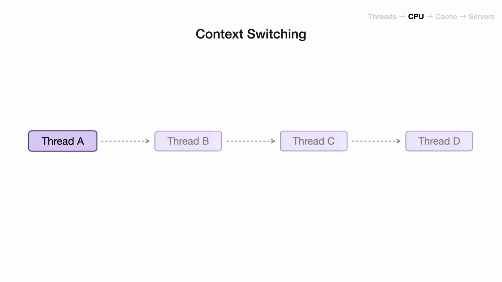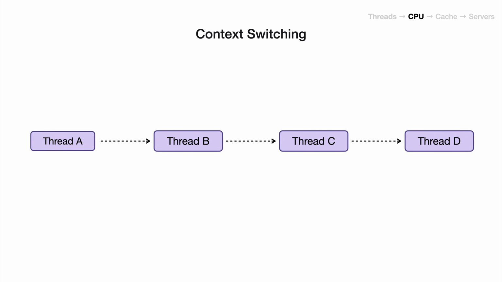The CPU runs a thread for a small time slice, often just a few milliseconds, before the scheduler switches to another thread. Then the operating system pauses it and switches to another thread, then another, then another. This rotation happens extremely fast, but every switch has a cost.